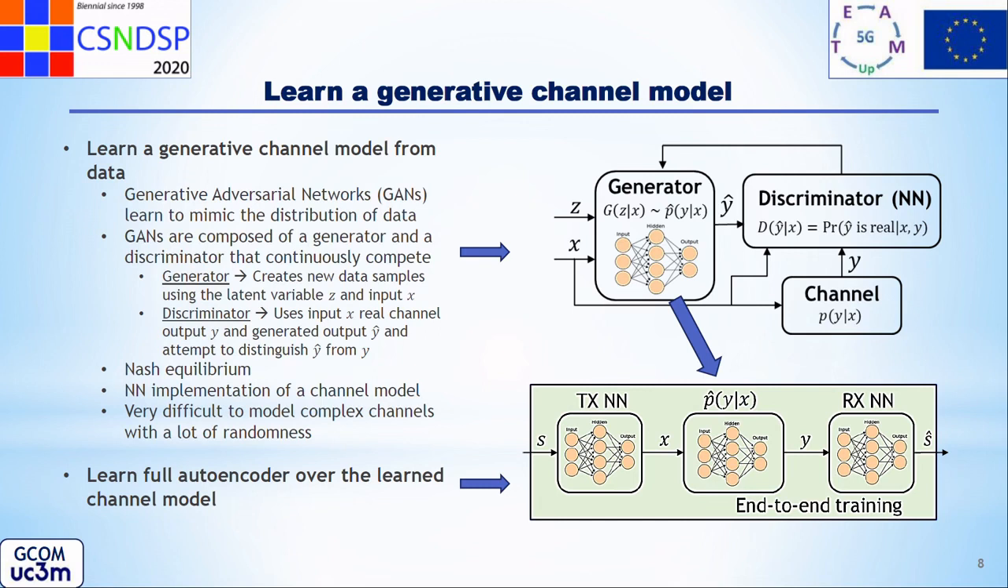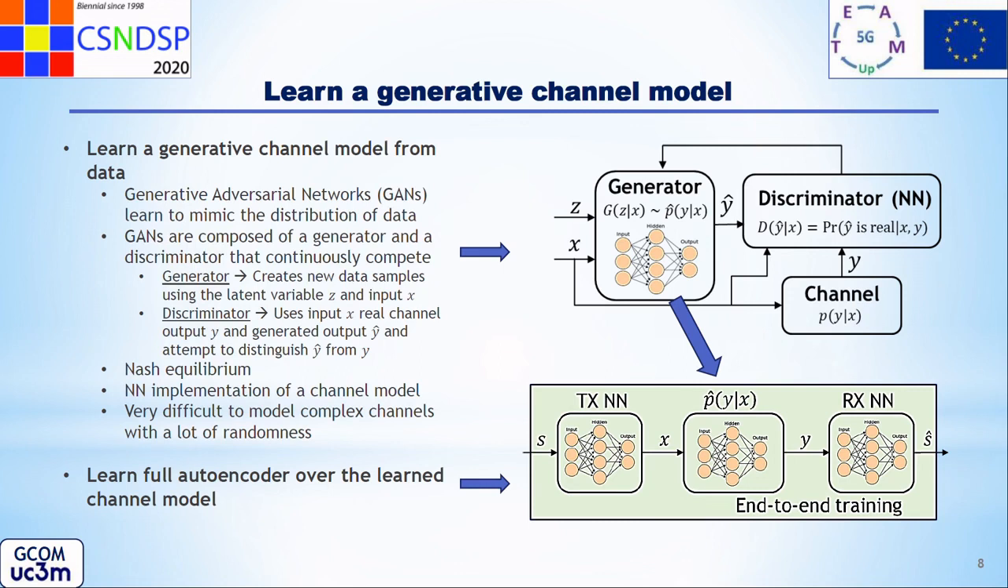and input x. The discriminator uses the input x, the real channel output y, and the generated output y hat, and is trained to decide whether y hat is fake or real. The training usually stops when the Nash equilibrium is achieved. That is, the discriminator is incapable of detecting whether the sample is fake or real.